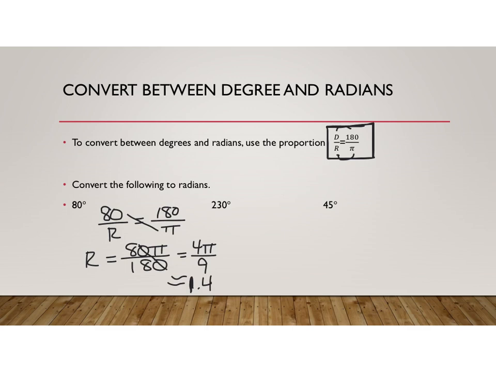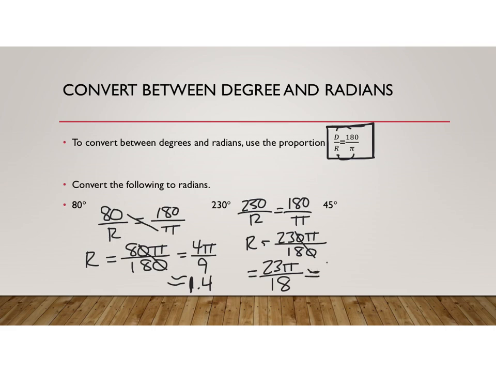In the second example, we do the same thing. 230 is to r as 180 is to pi. If we cross multiply and divide, 230 pi over 180. I could cancel those 10, so 23 pi over 18 would be the exact answer. And if I multiply that on my calculator, 23 pi over 18 is about 4. Approximately 4 radians is 230 degrees.